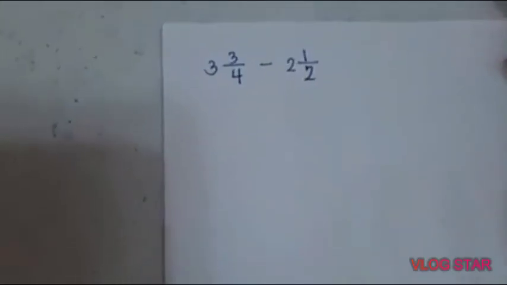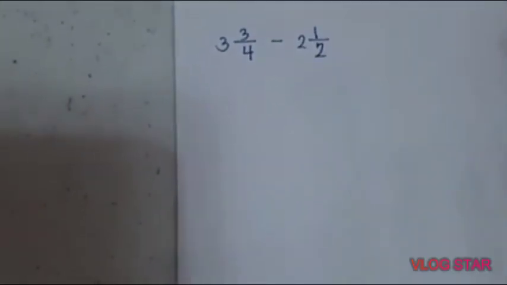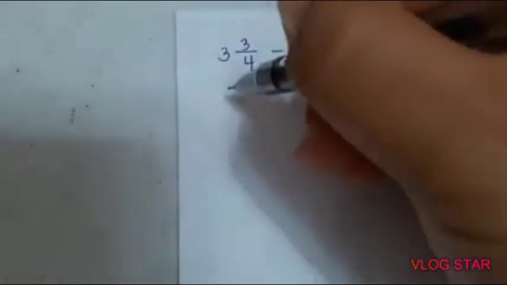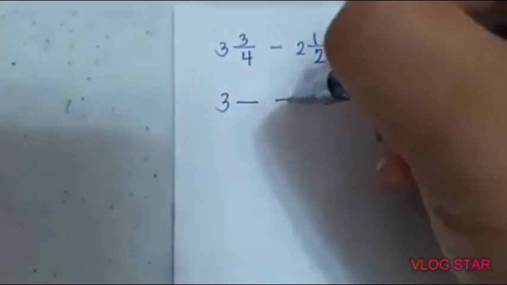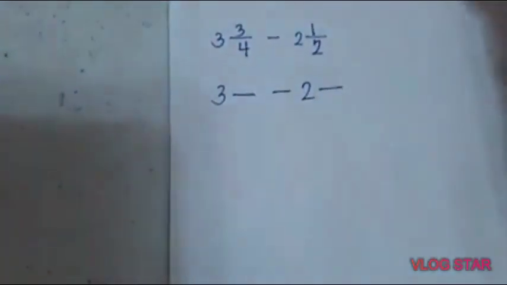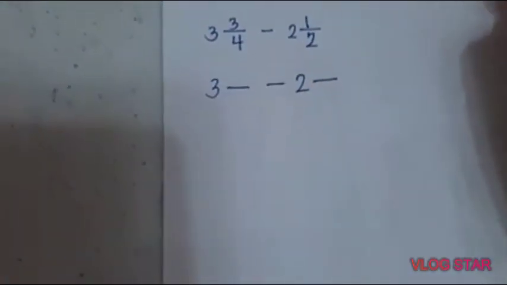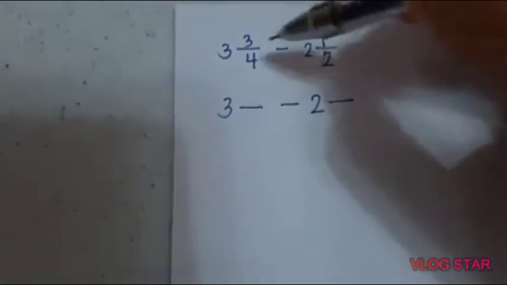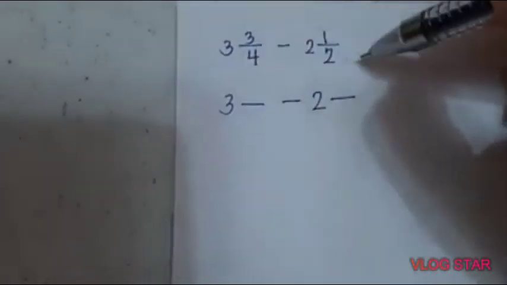What about subtracting mixed numbers? Okay, what are we going to do? Just like in addition, just copy first the whole numbers. Then prepare for the finding of LCD. So the denominators are 4 and 2. We cannot subtract immediately since they are dissimilar fractions.